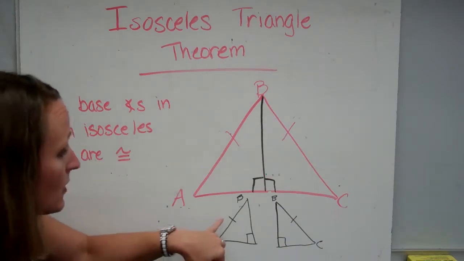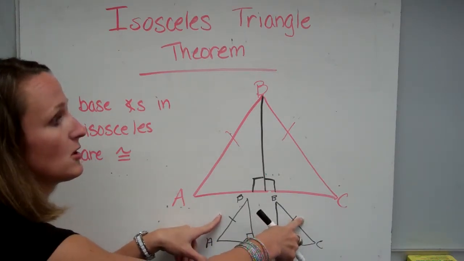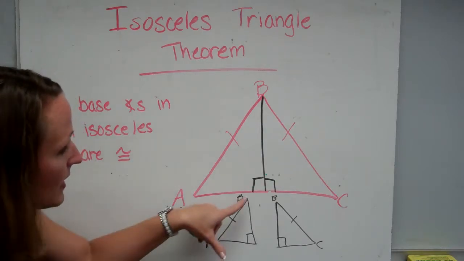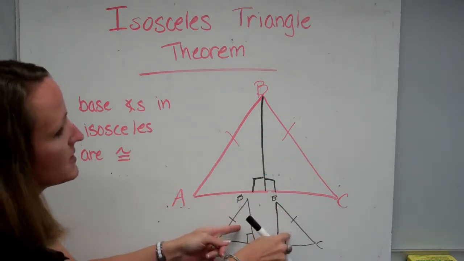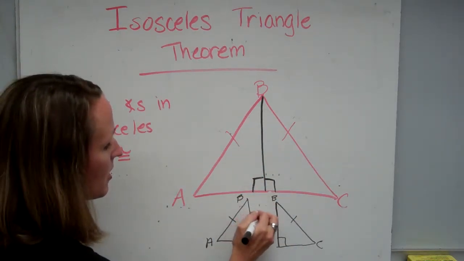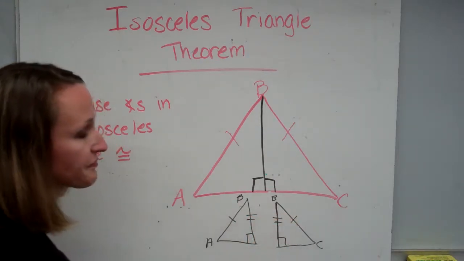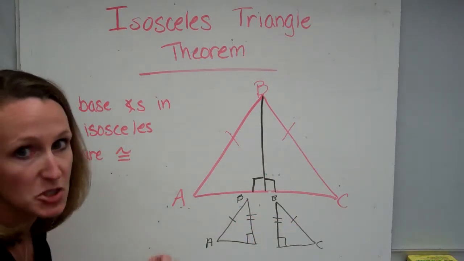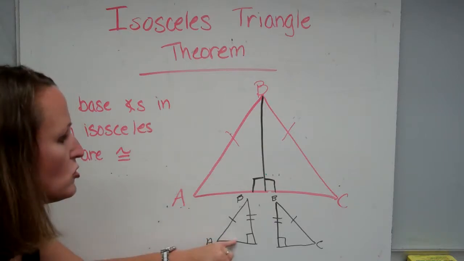Now, in this triangle, we know that these are congruent because we were told that. Now, this line here, which remember, these two represent this one broken apart, are obviously going to be congruent because it's a shared side. So here we have two right angles.